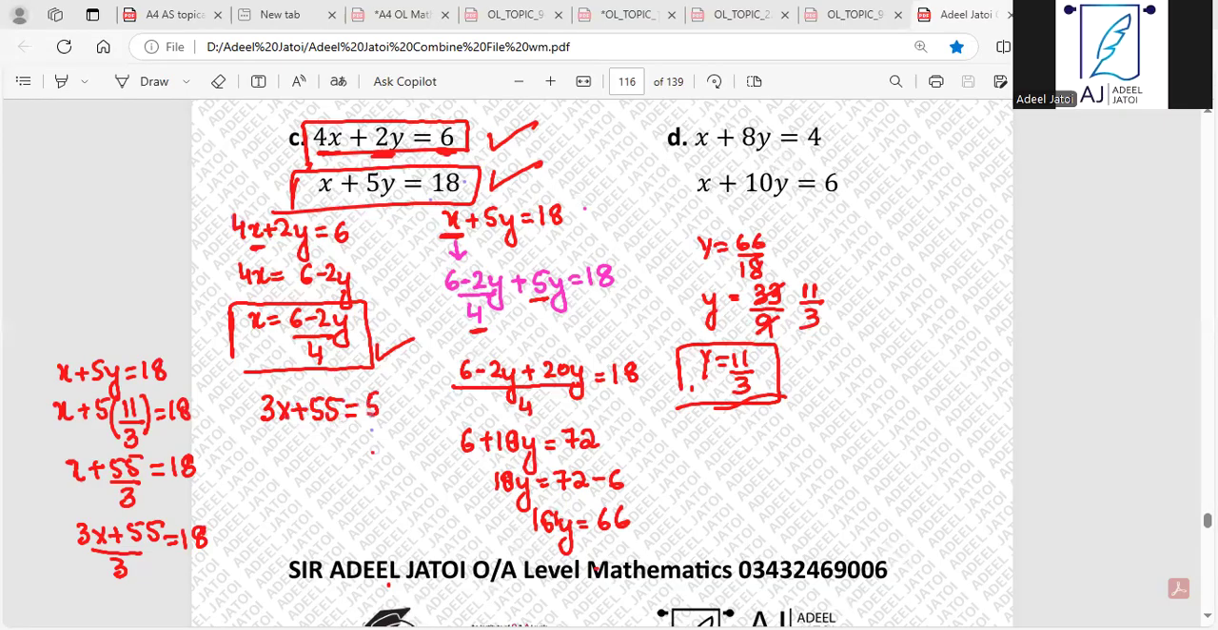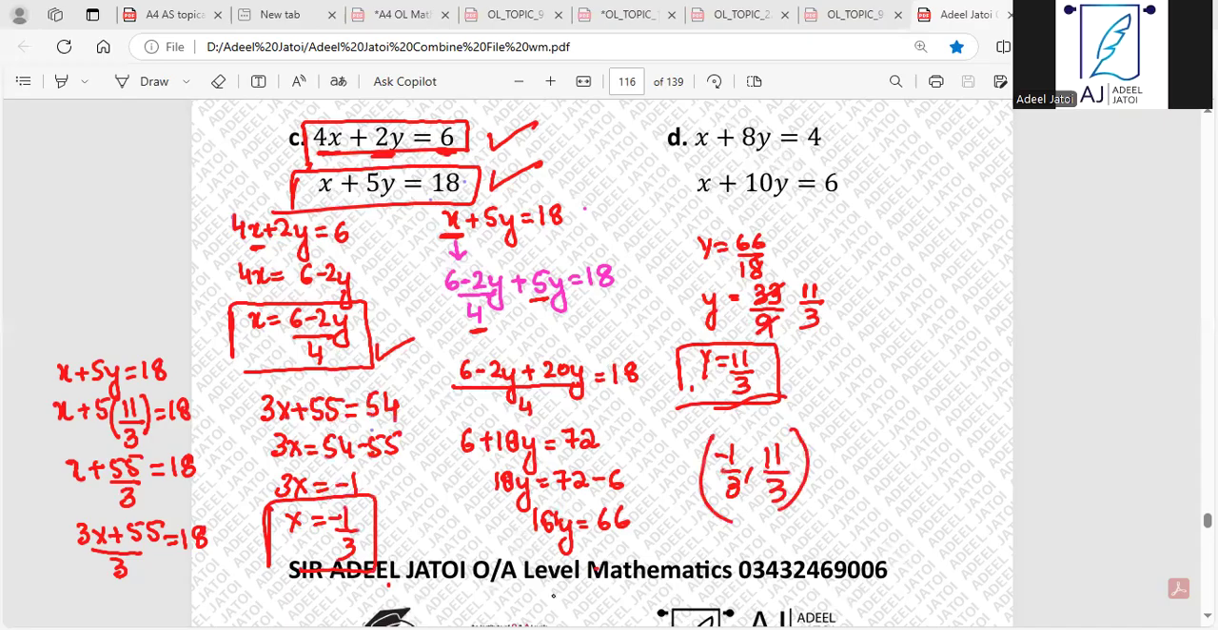So 3x is equal to 54 minus 55. 3x is equal to minus 1. The x value is minus 1 upon 3. So minus 1 upon 3, comma 11 upon 3 will be the answer for the point of intersection of Part C.